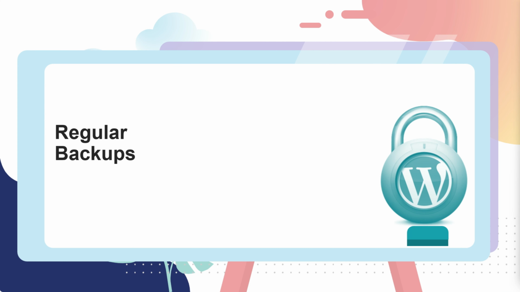The next one is regular backups. Regularly backing up your WordPress site ensures you can restore in case of data loss or security breach. Use a plugin like UpdraftPlus or BackupBuddy to schedule automatic backups. Store backups in a secure offsite location. By implementing these hardening techniques, you can significantly enhance the security of your WordPress site. Regularly review and update your security measures to adapt to new threats.